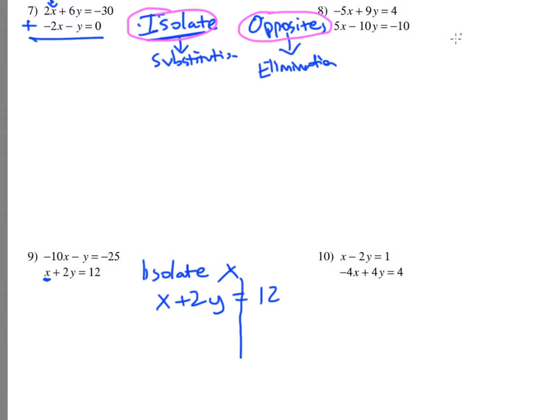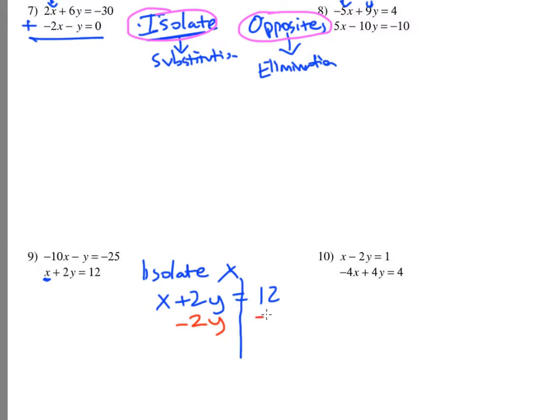Think about which one is easier. Can you isolate for number 8? Is there anybody by himself or really easy to get by himself? Or do you have opposites if you go straight down for number 8? So think about that. Number 9, again, you could either isolate x, and I'll just reveal it if you haven't seen it yet.